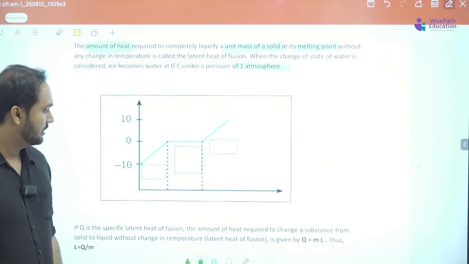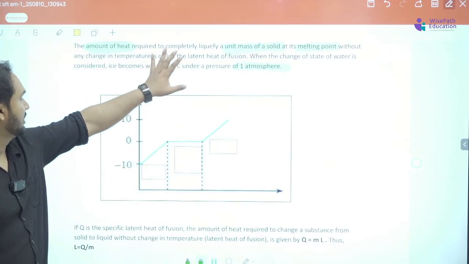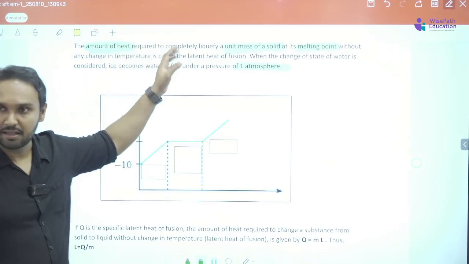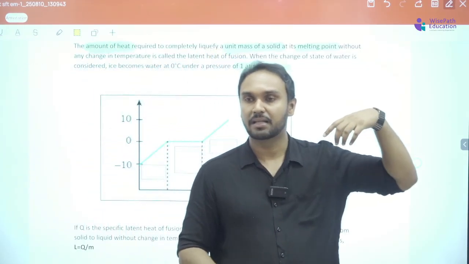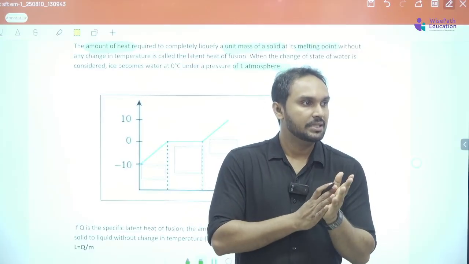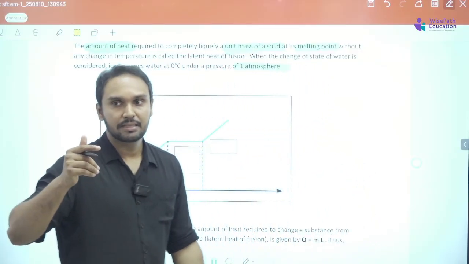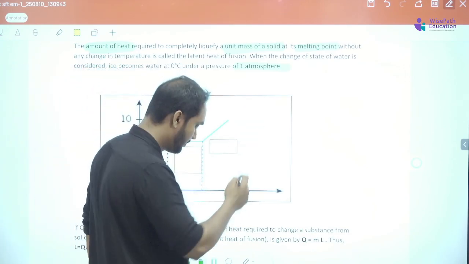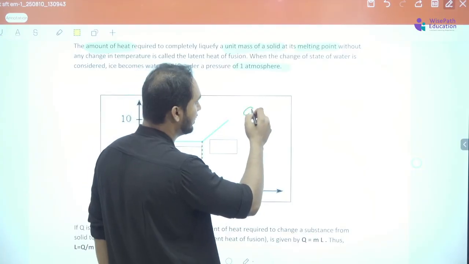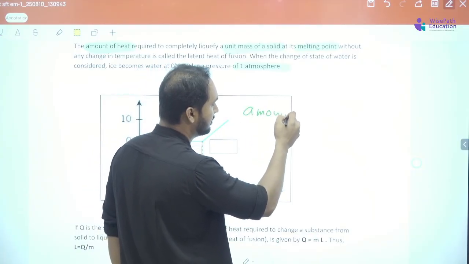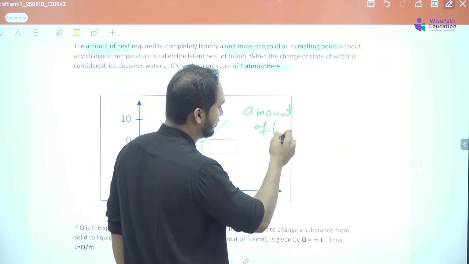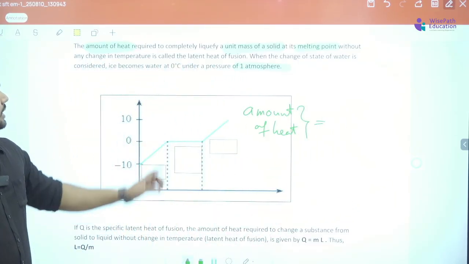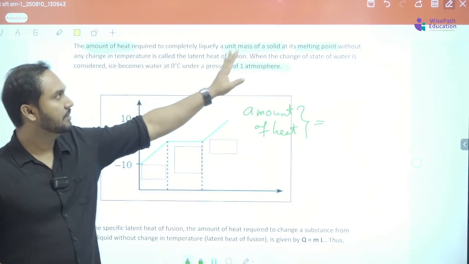So there were a few main points there, as I highlighted. Amount of heat. Now if I convert this theory into a mathematical formula, it would be something like this. Amount of heat is equal to the amount of heat required to completely liquefy a unit mass of solid.